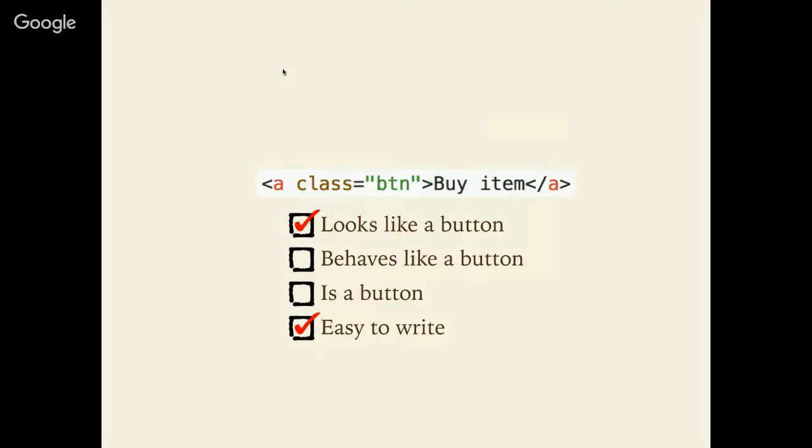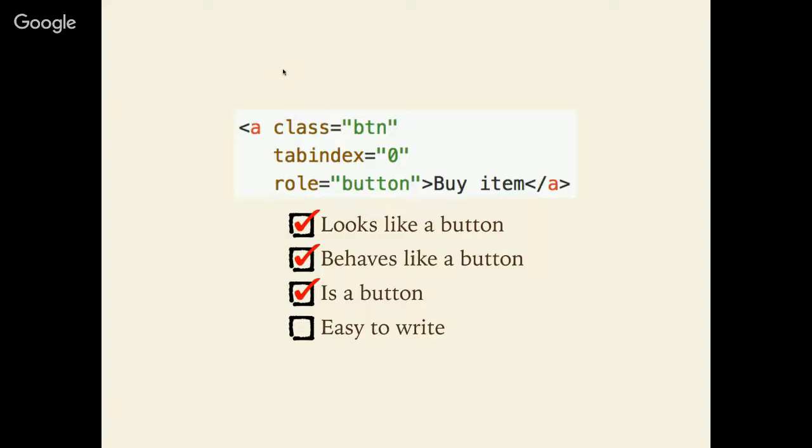It doesn't behave like a button because there's no tab index or anything, so we can't even tab to the button. And we can't activate it with the spacebar if we don't add that with JavaScript. It isn't a button, so there's no check mark next to is a button because it's an anchor. We use the anchor element. It is sort of easy to write because it's just an anchor with a class. So that's not too bad.